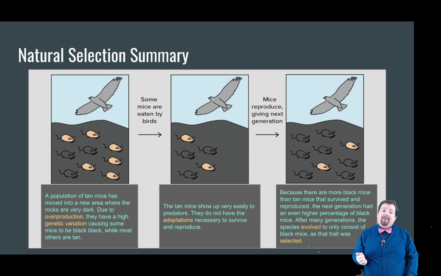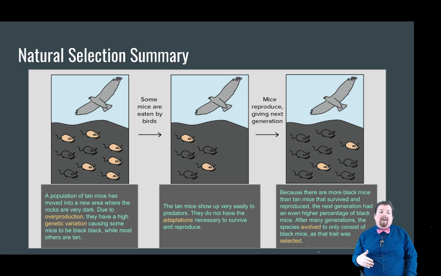Luckily, mice reproduce fairly quickly. So they underwent a period of overproduction where they produced a whole bunch of mice, and due to the natural effects of genetic variation, some of those mice inherited genes for black fur, which helped them to blend in better. These black-furred mice blended in with their new environment so the birds couldn't see them. Unfortunately, most of their tan-furred friends were easily spotted and then eaten.